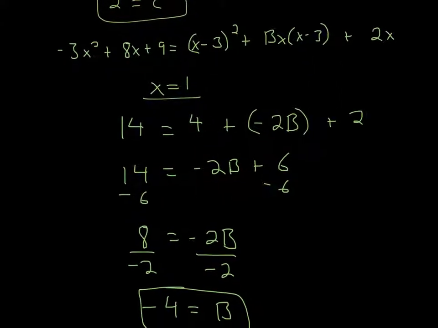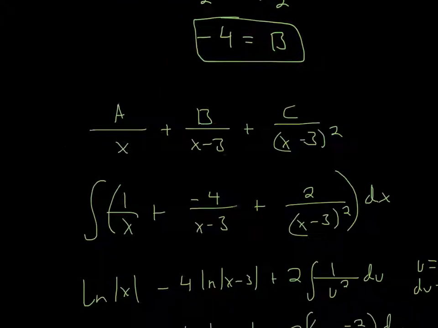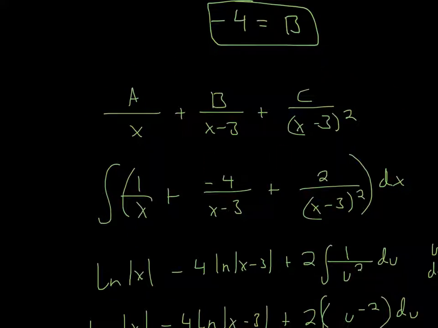So now since we have all of that, we can solve for b. 4 plus 2 is equal to 6. We have negative 2b plus 6. Minus 6 on each side, so we get 8 equals negative 2b. Divided by negative 2, we get b is equal to negative 4. Now we have the original expression, and we've found every single variable, so we plug in all the variables. For a it was 1, for b it's negative 4, and for c it was 2.